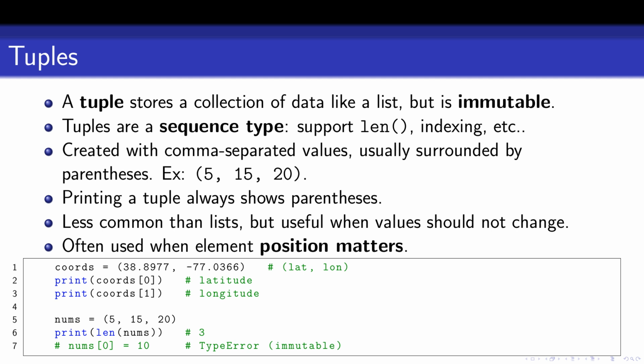For example, storing latitude and longitude as a tuple ensures that the values remain fixed and are always accessed in the correct order. The slide examples show how to create tuples, retrieve elements by index, and calculate the length. Tuples aren't as common as lists, but are important when you want reliability and unchanging data.